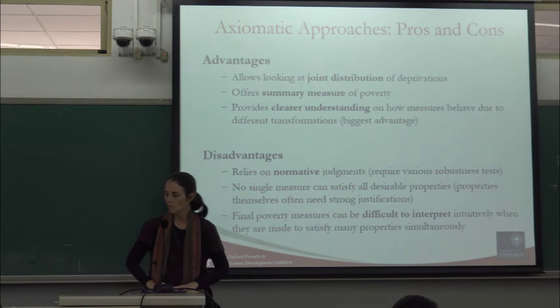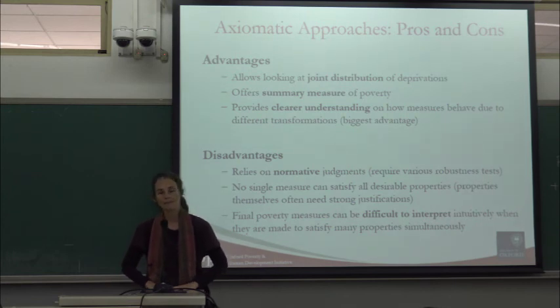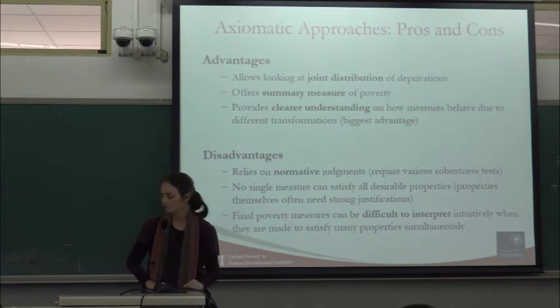So we are a member of this axiomatic approach, and the multidimensional traditions that began in 2003 all look at the joint distribution of deprivations, all create summary measures, all specify the properties that they satisfy, and so provide a clear understanding of how the measures behave and what they respect. And that's the clear advantage of this whole literature.